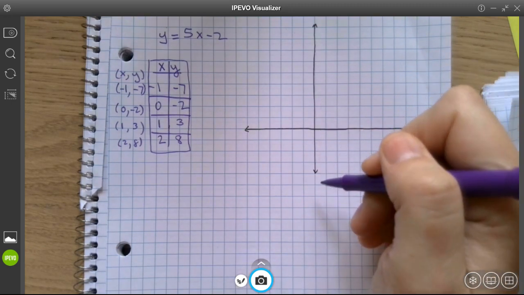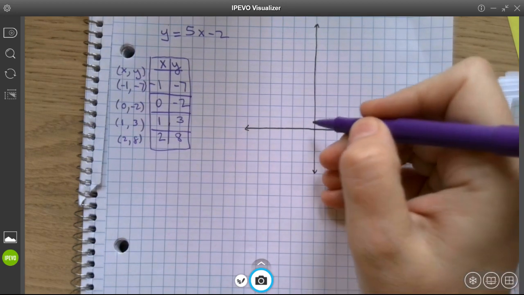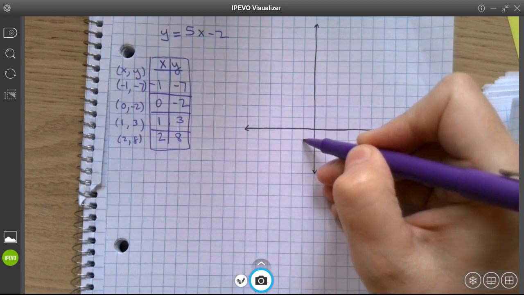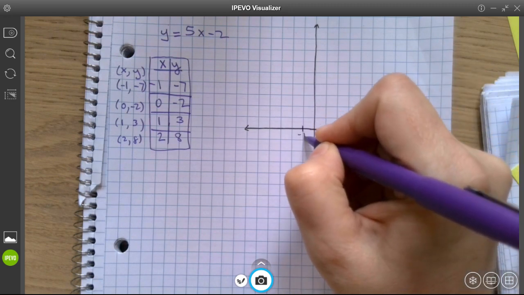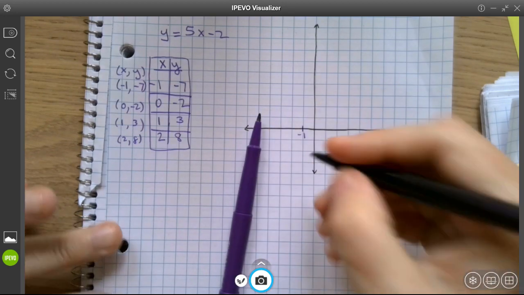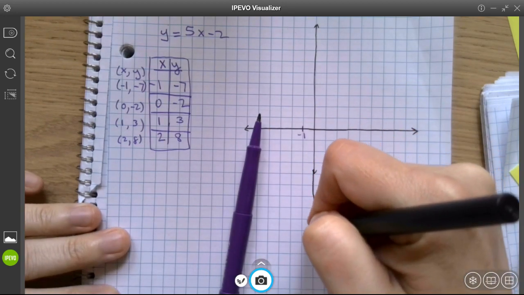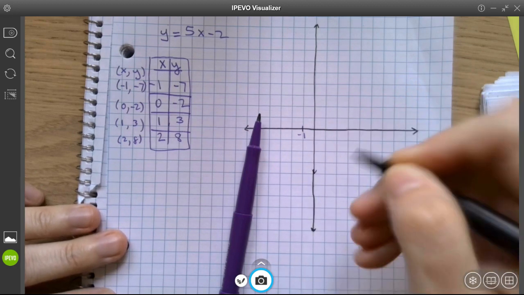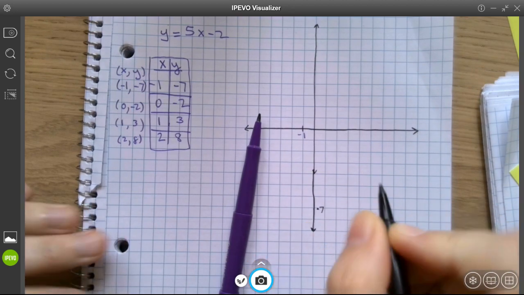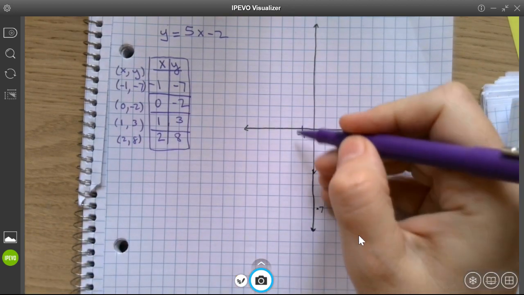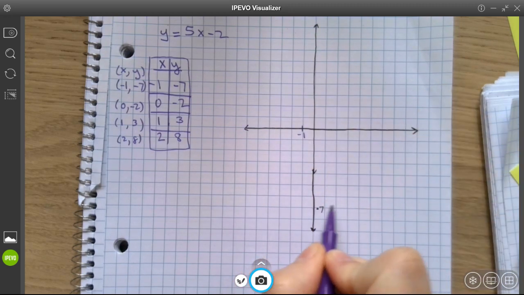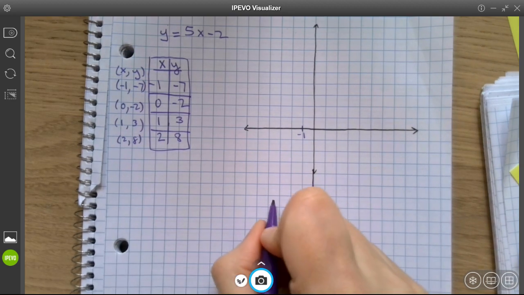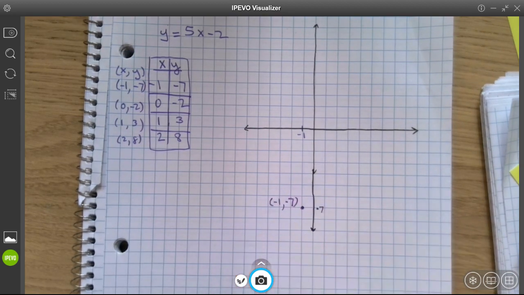So already I can see that I made my graph a little wonky, and that's okay. So -1, -7, I'm going to go back 1, and then I'm going to go down 7, because this is -1. Go ahead and make this go down a little further. -1, 2, 3, 4, 5, 6, 7. This is -7. So the point is where that -1 line and the -7 line come together, right there.